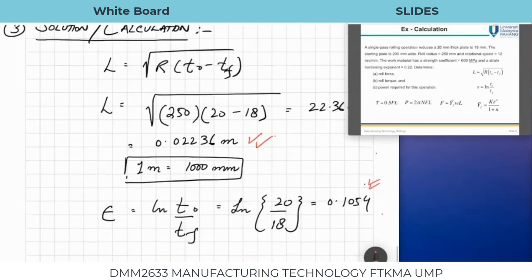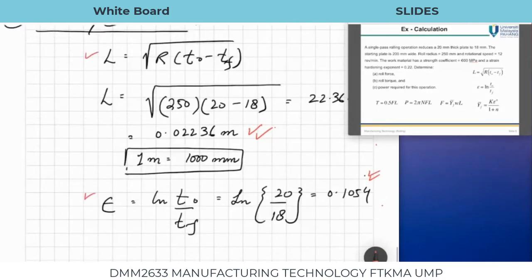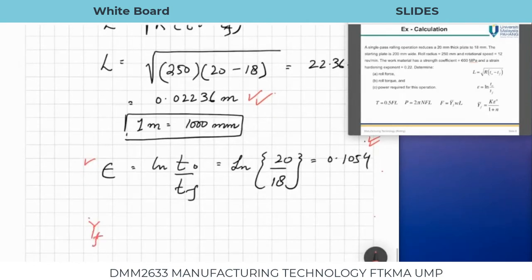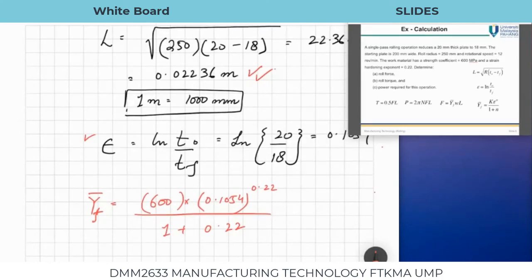Okay. Now I know the contact length, I know the strain. So now I can calculate flow stress. For flow stress, YF bar is equal to K, which is 600, multiplied by epsilon, the strain, 0.1054, to the power of the strain hardening exponent 0.22, whole divided by 1 plus n, so 1 plus 0.22. So my flow stress comes out to be 300 megapascals.